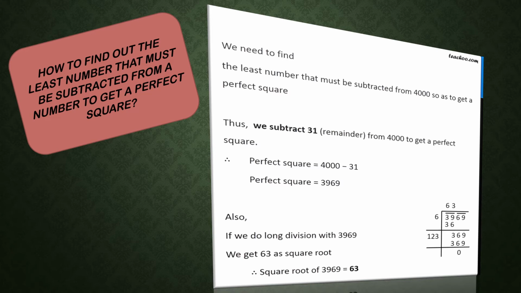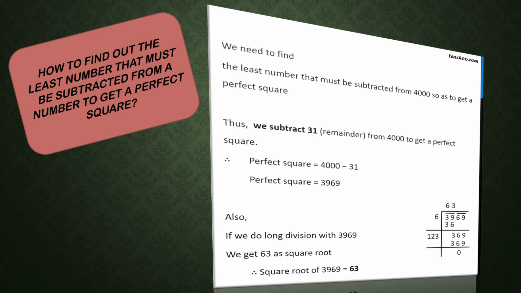Therefore, the perfect square is, but if they add in the question to find that perfect square number and its square root, then what will be your answer? Either you can give the quotient, because the quotient will be the square root of the perfect number, or else you can do the sum like this. Perfect square is equal to 4000 minus 31, and the perfect square is coming 3969. After that, you just do the square root of 3969 and it will come 63 as quotient.